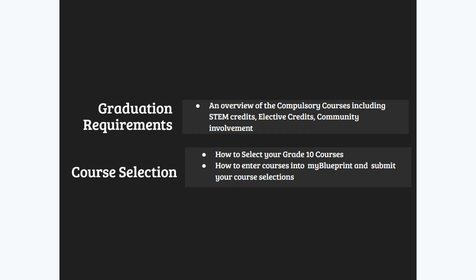Our topics will include a discussion on graduation requirements, including an overview of compulsory courses, STEM credits, elective credits, and community involvement. The second portion of the presentation will focus on the course selection process, including how you go about selecting your grade 10 courses and how you enter and submit them in My Blueprint.